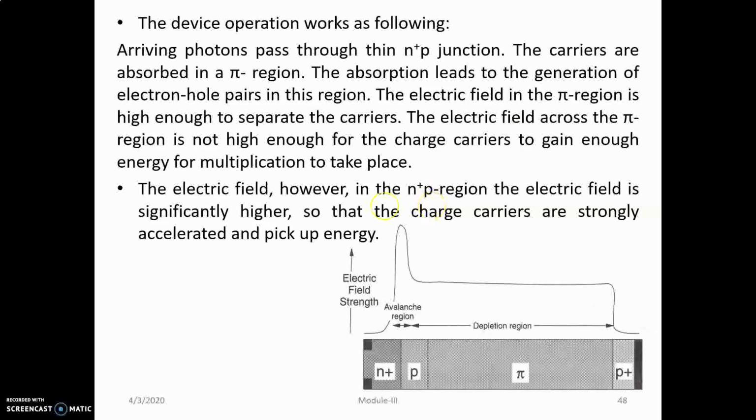The electric field, however, in the n plus and p region is very high, so the charge carriers are strongly accelerated and pick up energy, and they collide with each other and multiply. So the number of charge carriers is multiplied, increased by the ionizing factors. This is what we call ionization with respect to the avalanche photodiode.